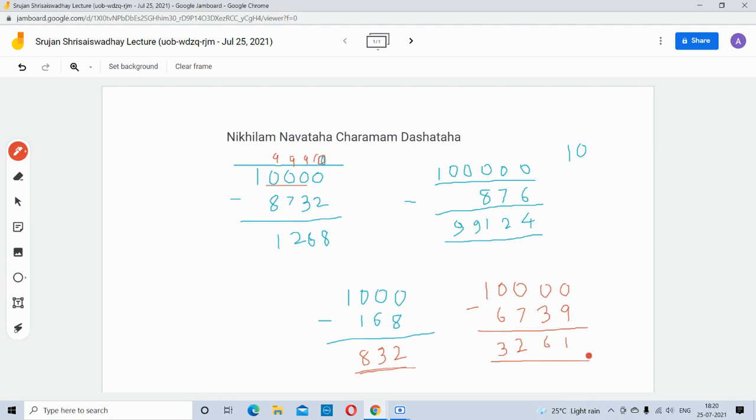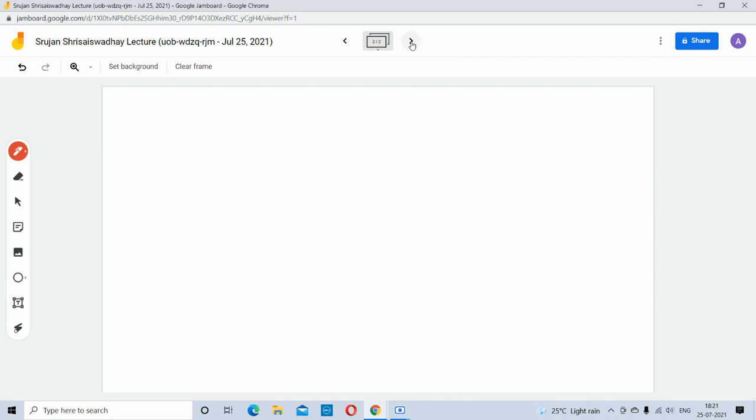This is how you can easily get the answer, and you can easily find your subtraction with the help of the sutra Nikilam Navata Charamam Dashata. So this is how you'll be getting the subtraction method. Now we'll be moving towards the concept called multiplication. The concept of multiplication using the numbers 1, 11, 111, and so on. So we'll see how it can be used.